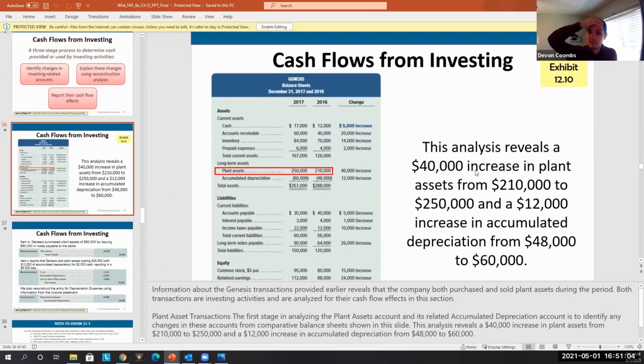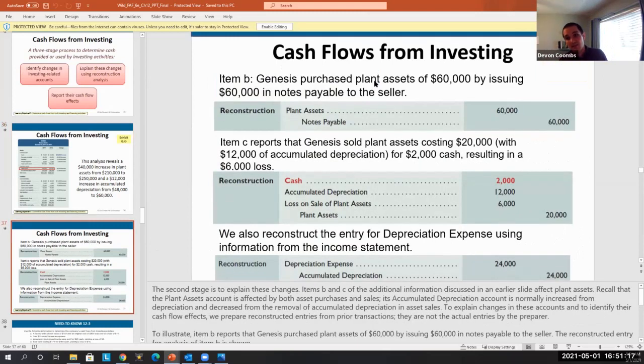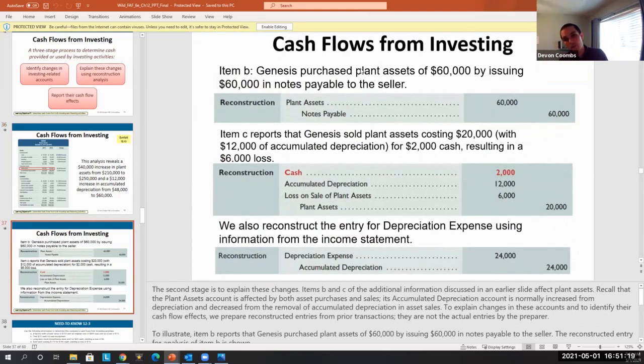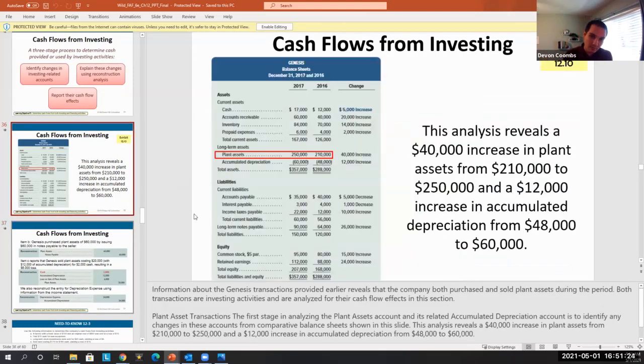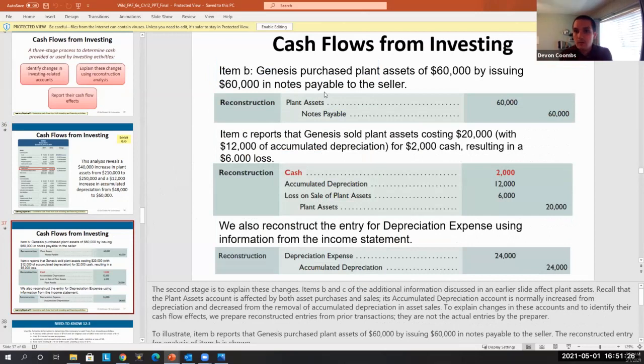And so the analyst reveals a $40,000 increase in plant assets. But this also includes a $12,000 increase in accumulated depreciation. We'd need to consider that, right? So the cash flows from investing, we'd want to see what happened there. This number bakes in all the other pieces. And so we would see here, we purchased assets of $60,000 on a notes payable. That would be a non-cash disclosure.